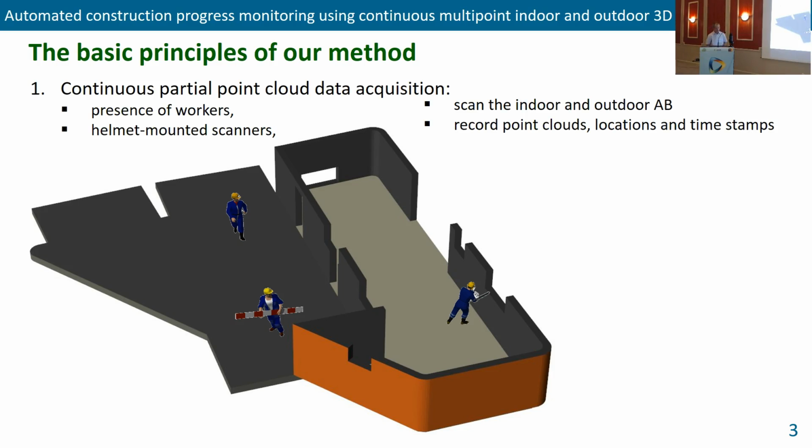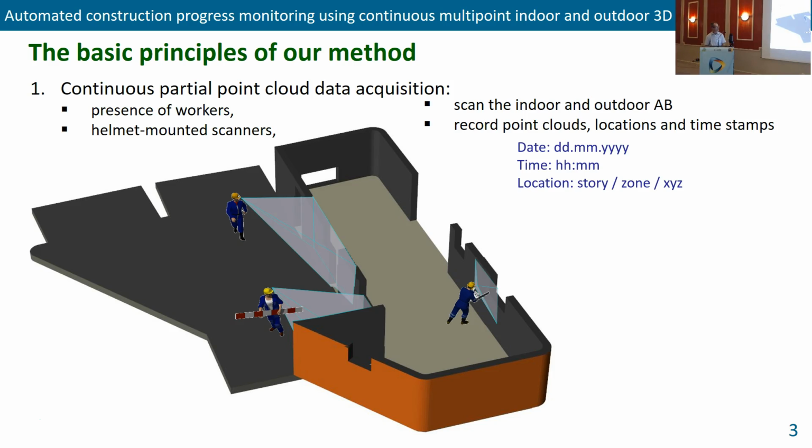We use the presence of workers, who must have safety helmets, which we mounted with scanners to continuously make partial point clouds from the indoor and outdoor scene. Additional information is recorded, like date, time, and location.